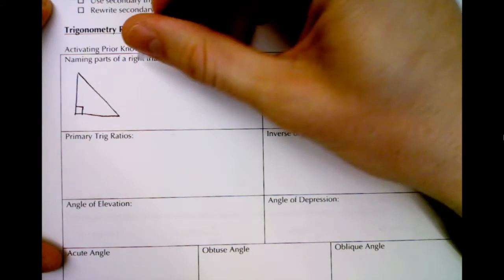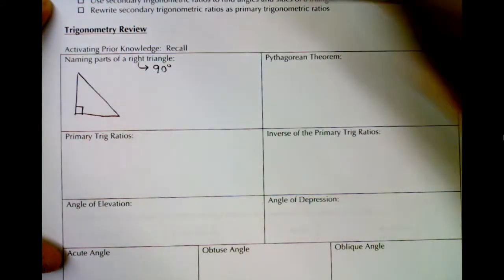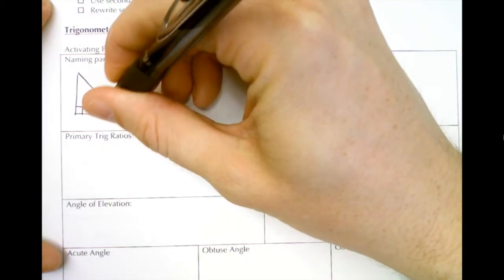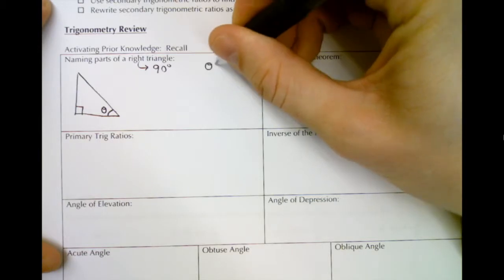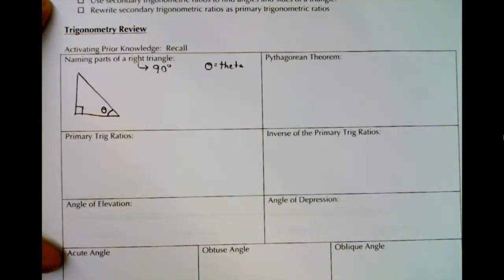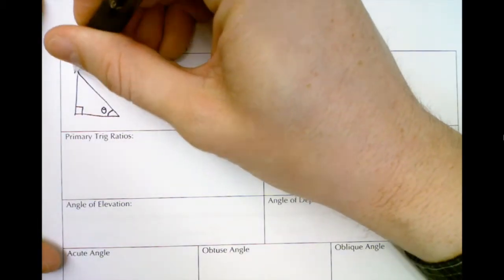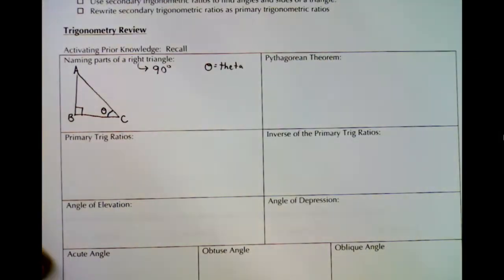We know this is a right triangle because we have a 90-degree angle. In our right triangle, we might have a reference angle, and we use the Greek letter theta for a reference angle. And from our reference angle, we can name the three sides of our triangle. But before we name the sides, let's name this triangle ABC. A, B, C. So we can name the three sides.